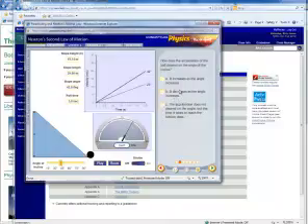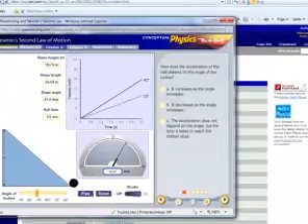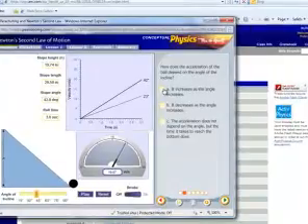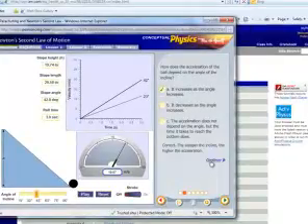It increases as the angle increases. It decreases as the angle increases. The acceleration does not depend on the angle. Well, certainly it does depend on the angle. And here's our choice. And we're correct.